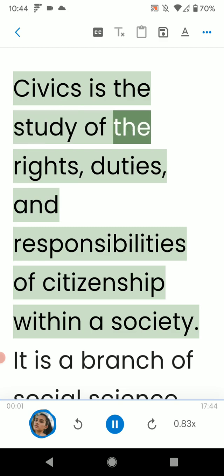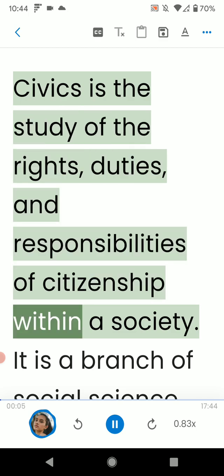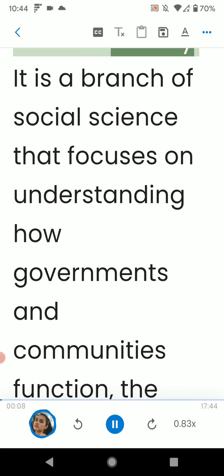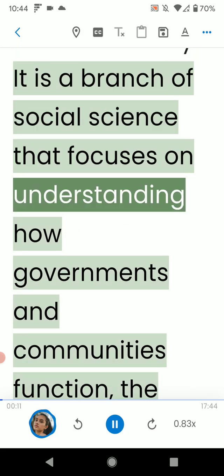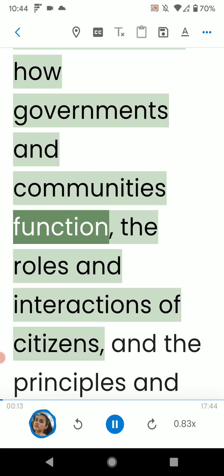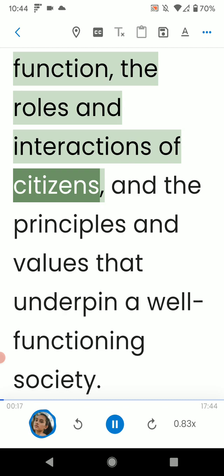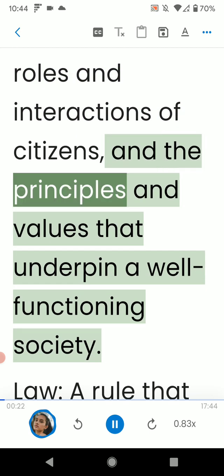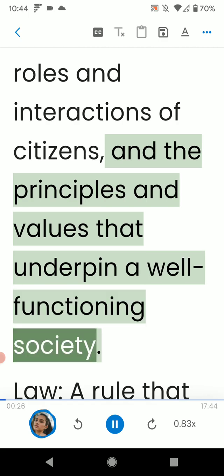Civics is the study of the rights, duties, and responsibilities of citizenship within a society. It is a branch of social science that focuses on understanding how governments and communities function, the roles and interactions of citizens, and the principles and values that underpin a well-functioning society.